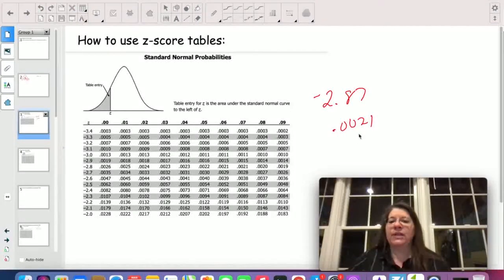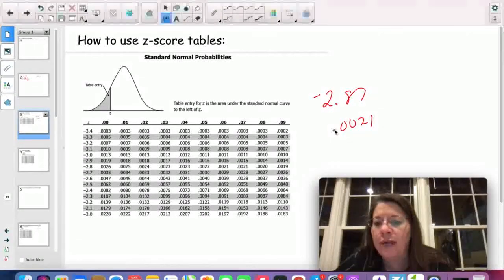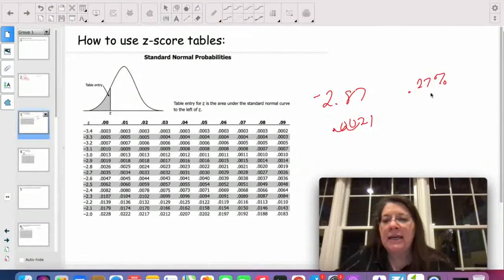Now what this really is, it's a percentage. We can convert this to a percent by moving this decimal 2 places to the right. So what this means is a z-score of negative 2.87 is actually 0.21% of the data.